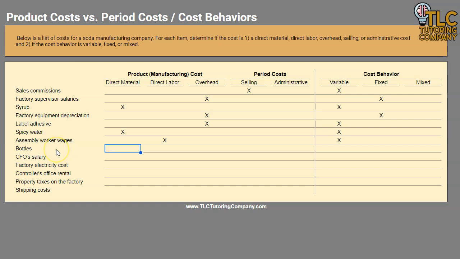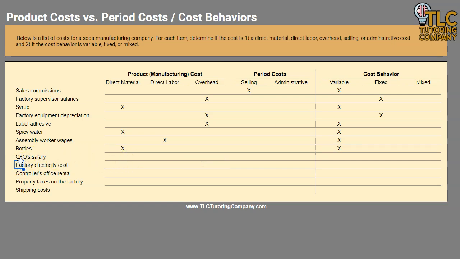The bottles, the packaging that it's going into. So any type of packaging, any type of bottle, that is considered a direct material because the packaging is included in the final product. So packaging would be considered a direct material, and that would also be considered variable.